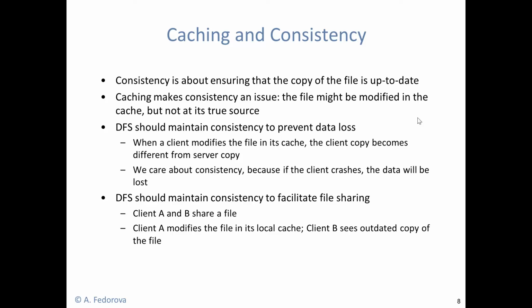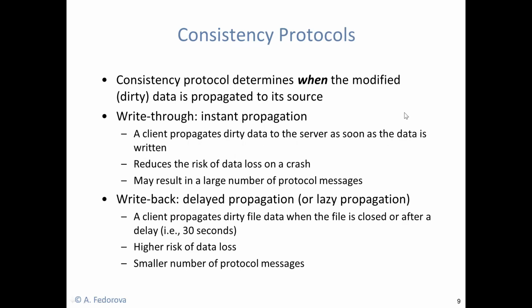Consistency issues also arise when we have multiple clients sharing files. If client A and B share files and clients cache the files, client A might modify the file in its local cache, and client B doesn't know that. It contacts the server and it sees the outdated copy of the file. So what do we do to prevent reading outdated copies, or at least minimize the window when the clients see outdated copies? That's an important design consideration as well.